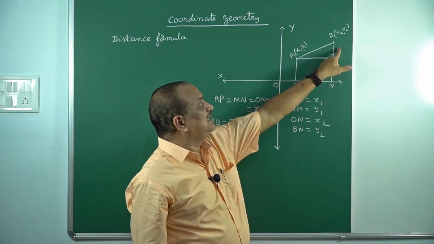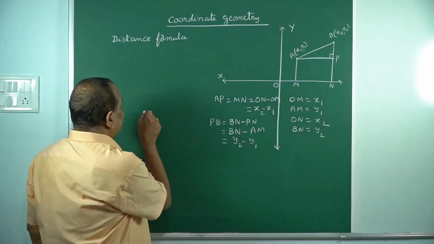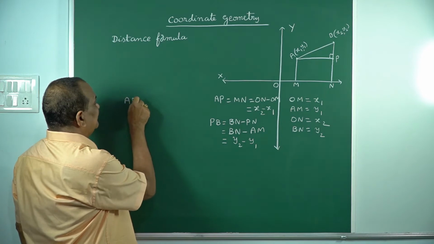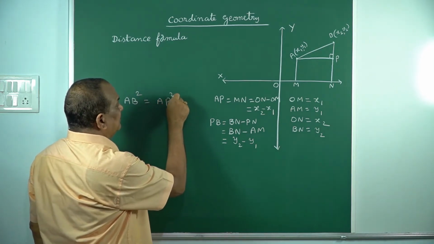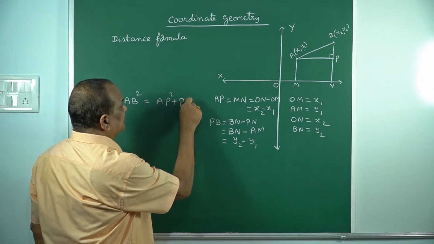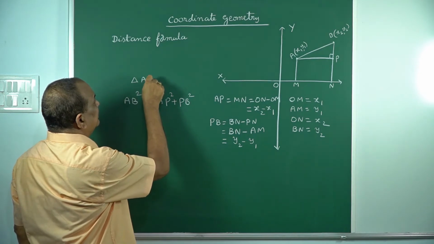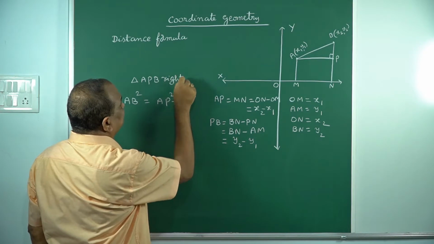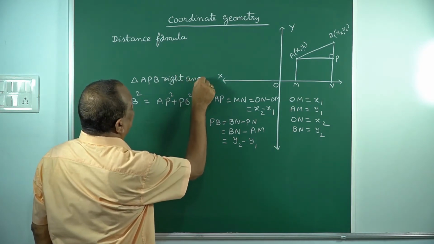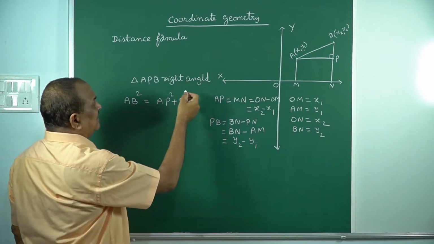Using these two lengths, I can find out AB. And now I can apply my Pythagorean theorem. AB square is equal to AP square plus PB square. And this is triangle APB, right angled at P.